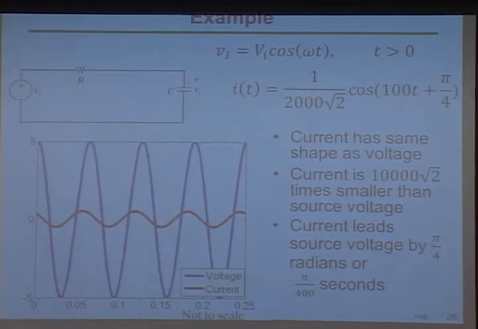Since it's pi over 4 radians and omega is 100, right, the time it takes to move through that much, to move pi over 4 radians, is pi over 400 seconds, right? So that's what our voltage and current relationship looks like. So in that sense, whenever you put a pure cosine in, the answer isn't all that exciting, right? You end up just getting a pure-ish cosine out.